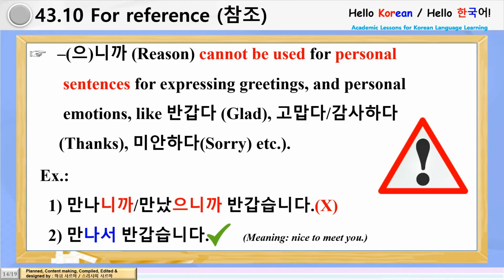See number two sentence, mannaso phangap samnida. We can use here also grammar to express the reason for conveying my greetings, my personal emotions. This is a very important point. Please make special notes for this. Okay, one more time. Unika grammar cannot be used for greetings and personal emotions like phangapta, komapta, kamsahada, miyanhada, chwesonghada. And you have to memorize one sentence. Number two, mannasa phangap samnida. Clear your obun? Chare soyo.